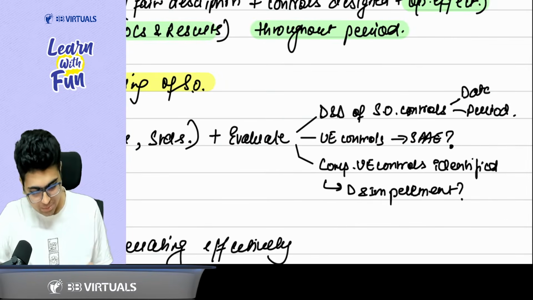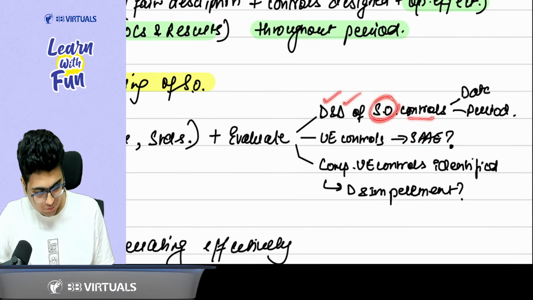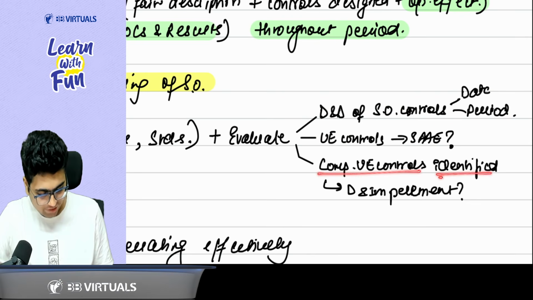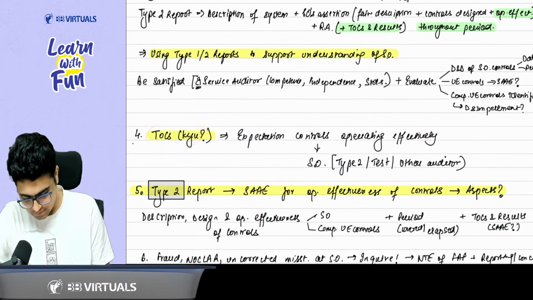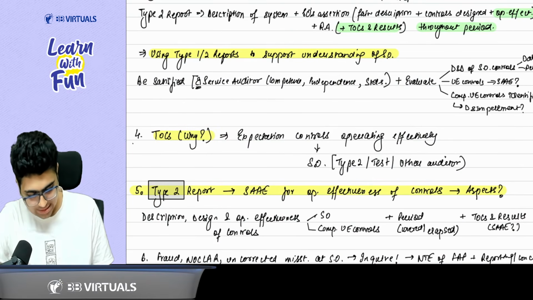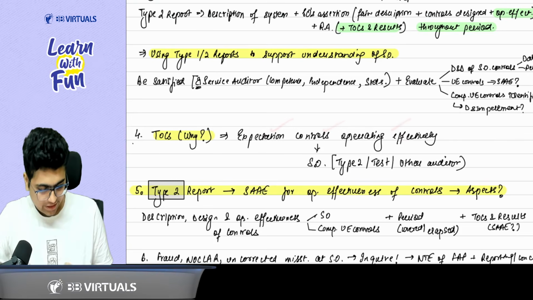Then evaluate 3 types of control. Design and implementation of service organization controls for a date and particular period. Okay, sir. Then user entity controls, see whether they provide sufficient and appropriate evidence through this report. And then complementary user entity controls, if identified by SO, whether they are designed and implemented. Then, sir, why do we do the TOCs? Why do we do the TOCs? Because there is an expectation that controls are operating effectively.